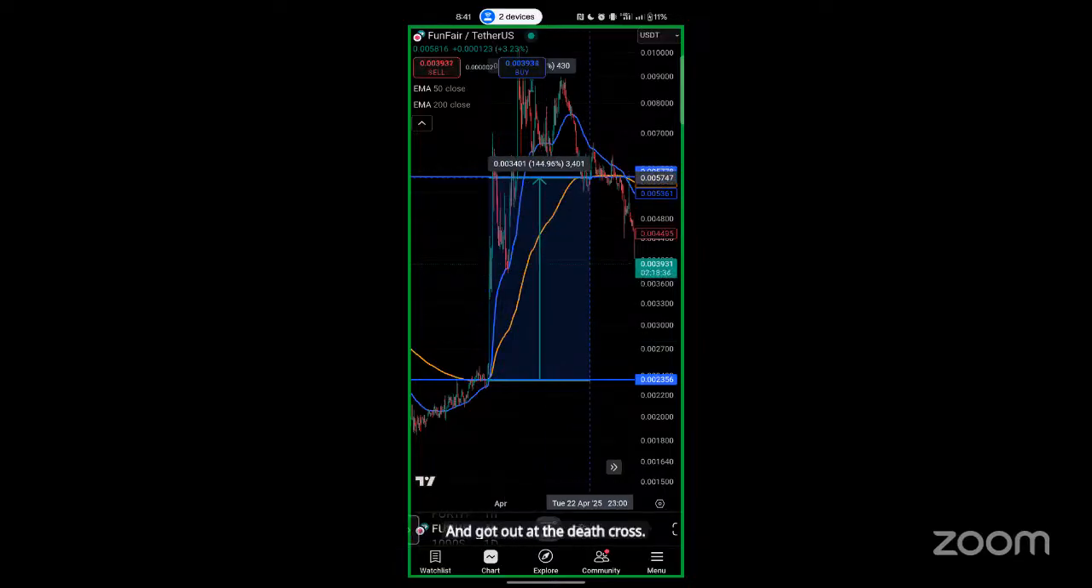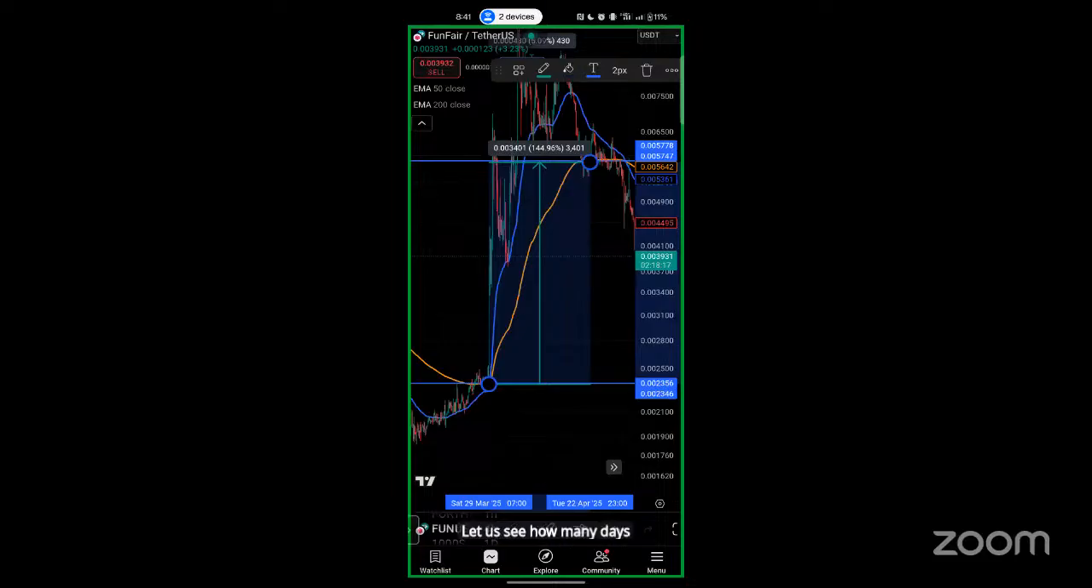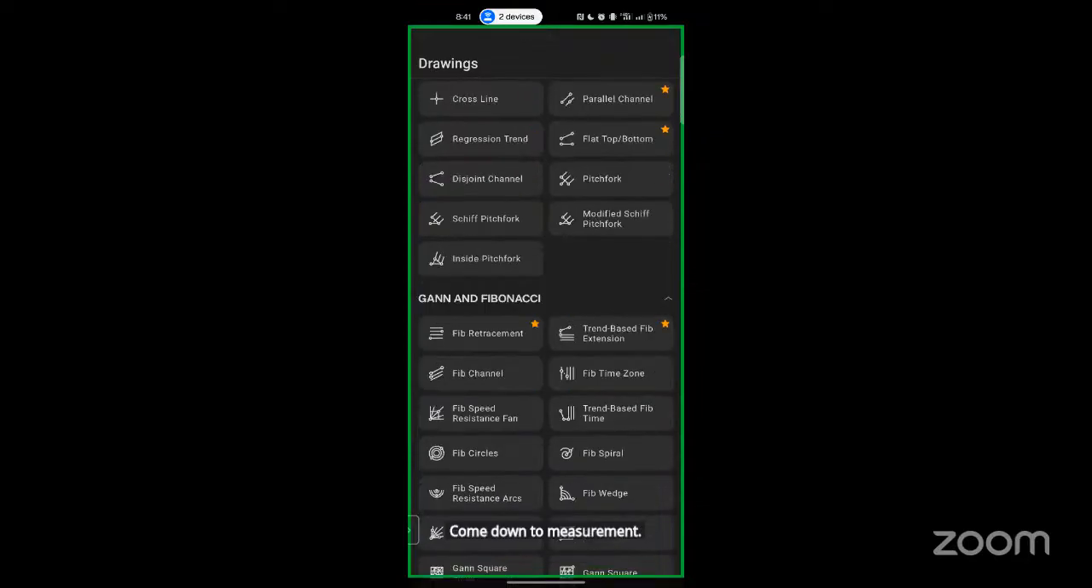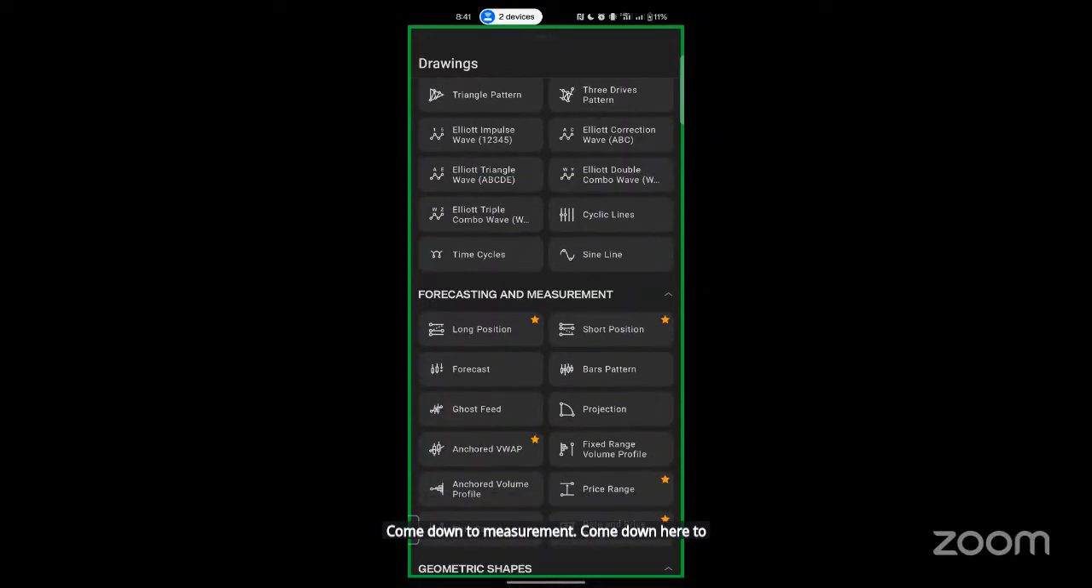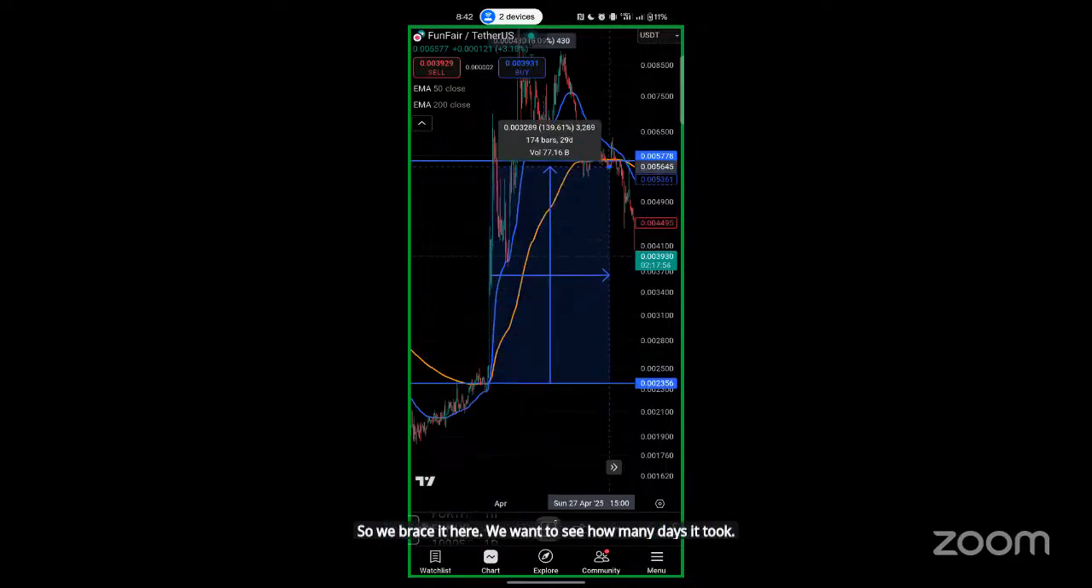This person was able to pocket 144%. But we are going to see, if you want to do short-term trading, because this will be long-term trading. This will be a long-term trade. Let us see how many days it took. We just tap on our pencil, come down to measurement, come down here to forecast and measurement, and we are going to take date and price range. So we press it here. We want to see how many days it took for this person to profit.